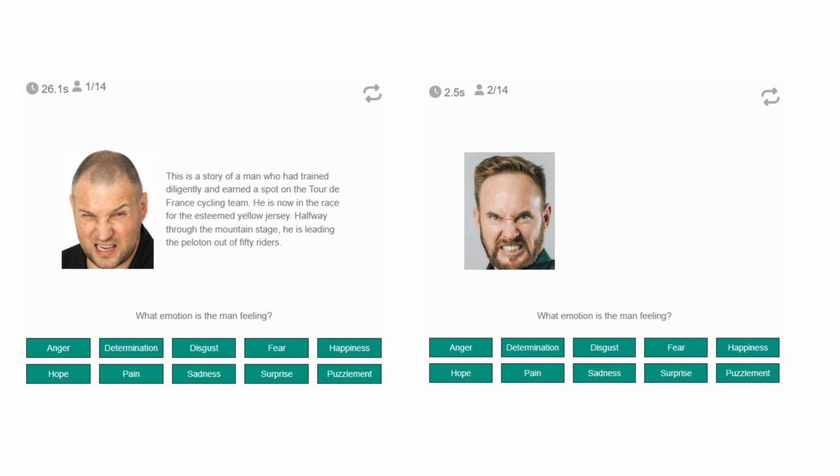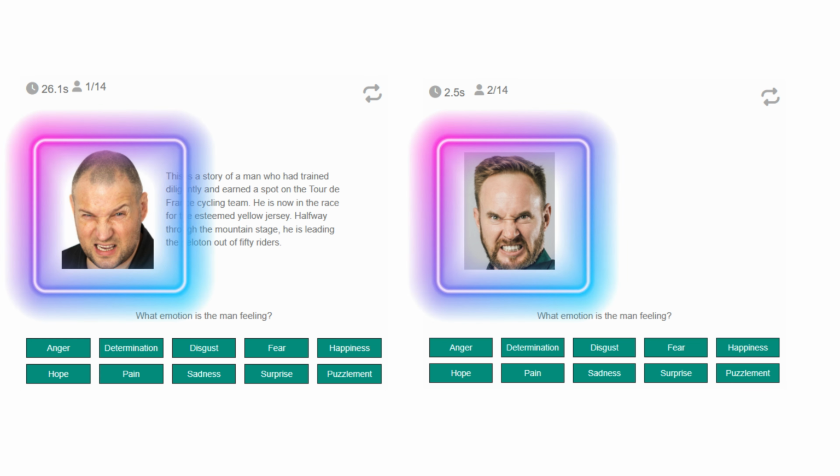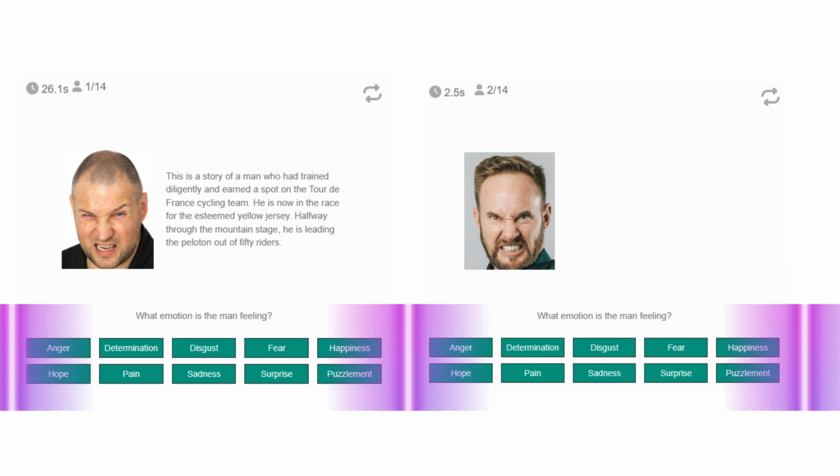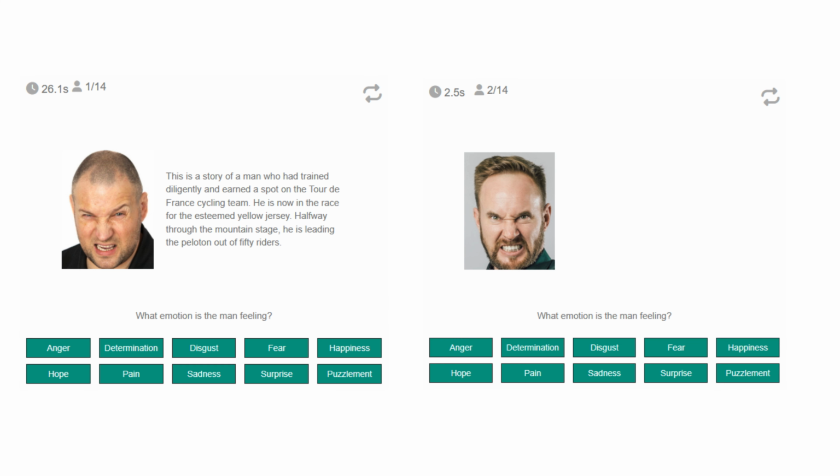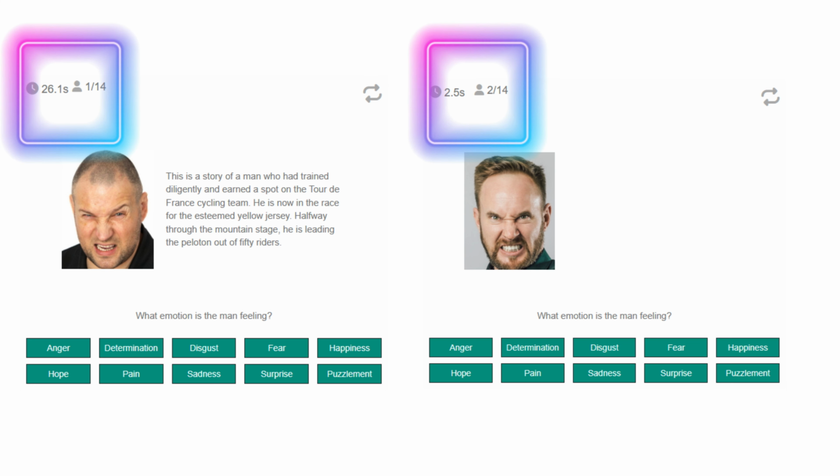Looking at the game, we can see the image is in the middle of the screen. Below are 10 adjectives describing different emotions, and your goal is to select the adjective that best fits the image expression before the timer runs out. The timer is in the top left corner and gives you 7 seconds to decide for each image and 30 seconds if the image comes with a description.